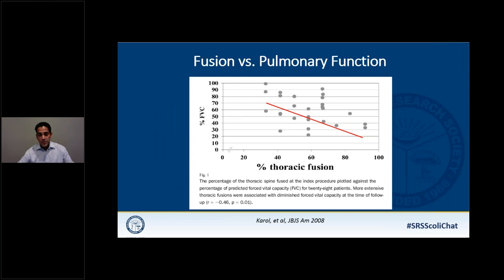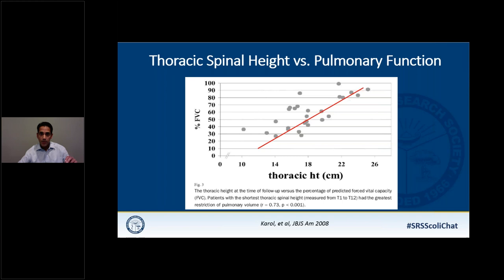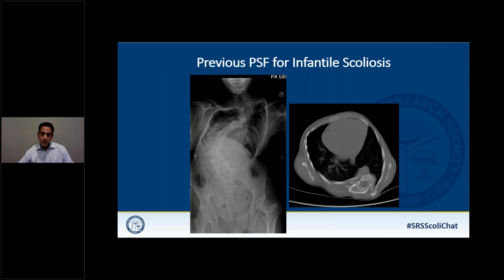This is a graph showing that the more of the thoracic spine that you fuse, the lower the pulmonary function. So this has to be avoided. And this from the same article from Dr. Carroll shows us the longer we can get the spine to grow, the better their pulmonary function. This allowed us for the first time to develop a paradigm for the goal or end of treatment perhaps during the growing years. This is an example of someone who underwent a previous spinal fusion at a very young age.